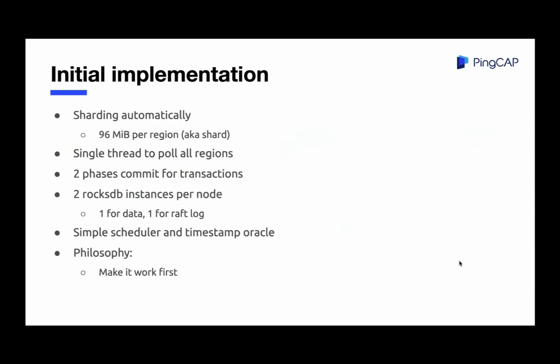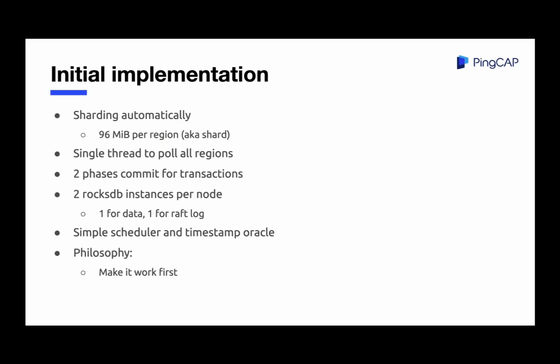So this is the initial implementation of TiKV. I'll just highlight some tests here, and first is sharding automatically. If the size of a range exceeds, for example, 96 megabytes by default, it will be split automatically. In the early days, we used a single thread to handle all the activities of the Raft group. This was for simplicity. And we use two-phase commit for transactions, and we have two RocksDB instances built. And PD has a simple scale and timestamp record.